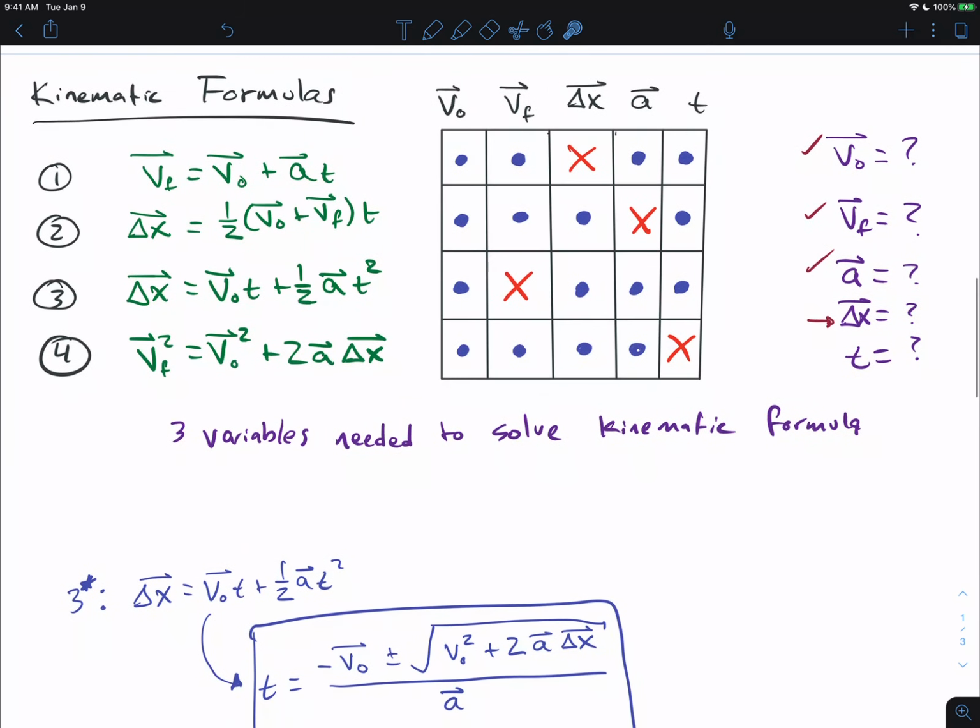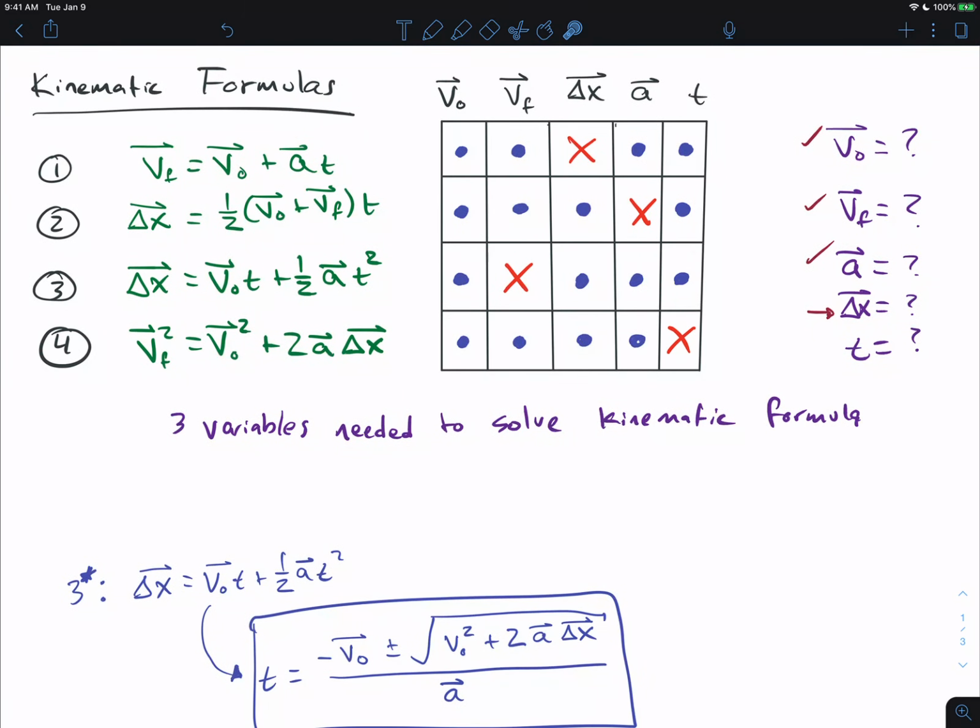And that's it, guys. So we've got our kinematic formulas, and we can start now to do some examples of different types of motion, one-dimensional motion, that will help us get a grasp on which formula to use and when. So we'll be doing that next.